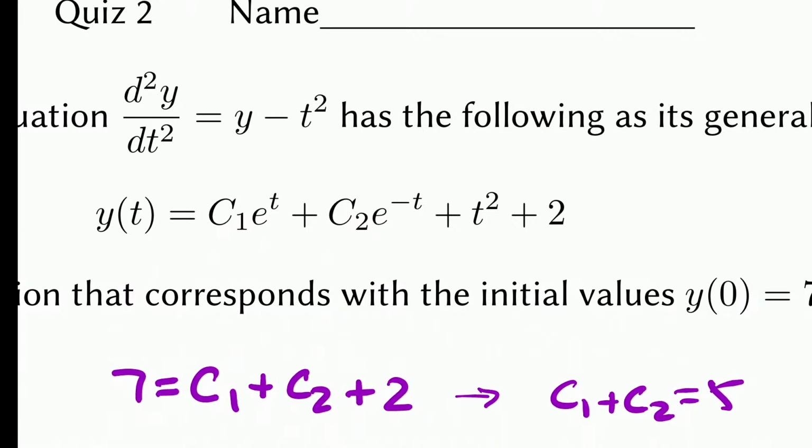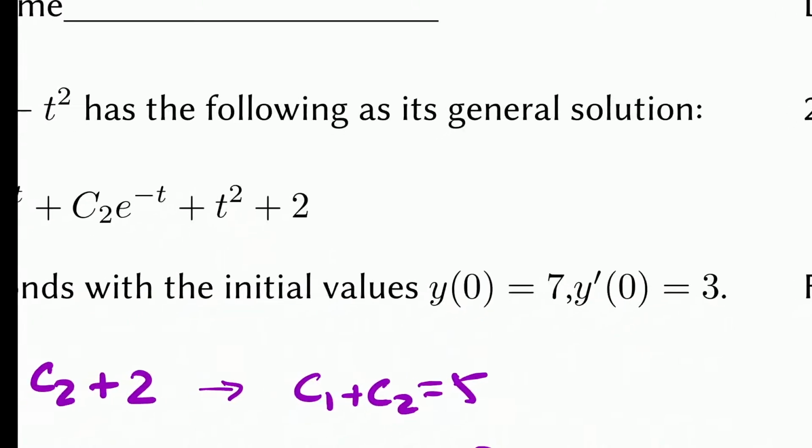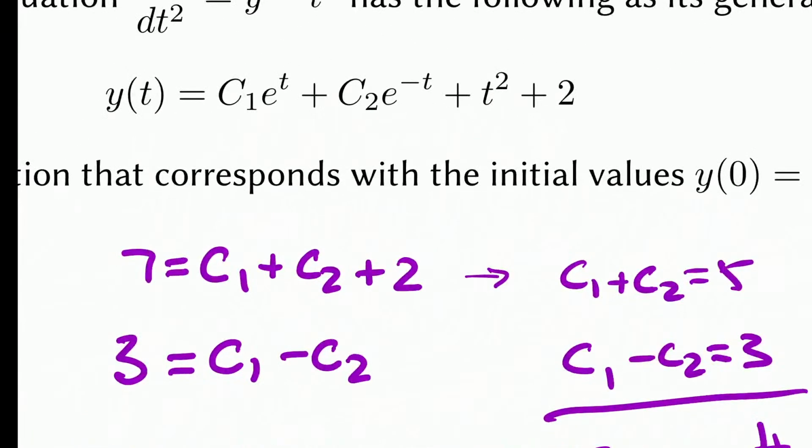And then I took the derivative, which I didn't write down, but I knew what it would be. It would be c1 e to the t minus c2 e to the negative t plus 2t. So I plugged 0 into that, and I got c1 plus c2. Sorry, it would be c1 minus c2. That should equal 3. So that's from the derivative.